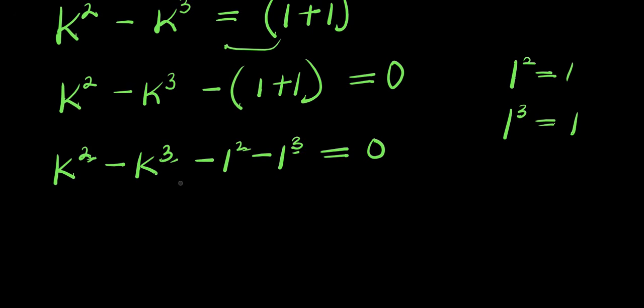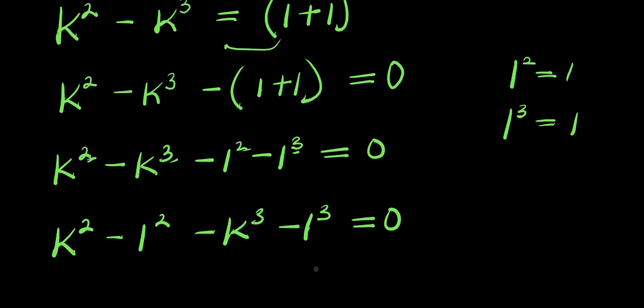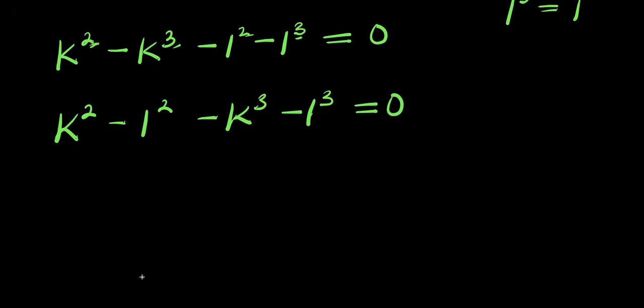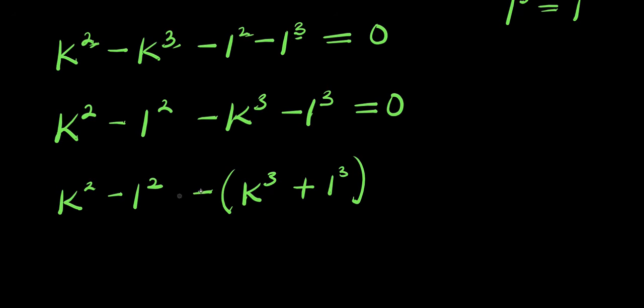So from here, let's combine them. I can have k power 2 minus 1 power 2. Then I have minus k power 3 minus 1 power 3 equals 0. So from here, I have k power 2 minus 1 power 2. I can factor this out, minus, this is k power 3. This becomes plus 1 power 3, because if you factor out minus here, minus divided by this minus, you have plus. So this equals 0.